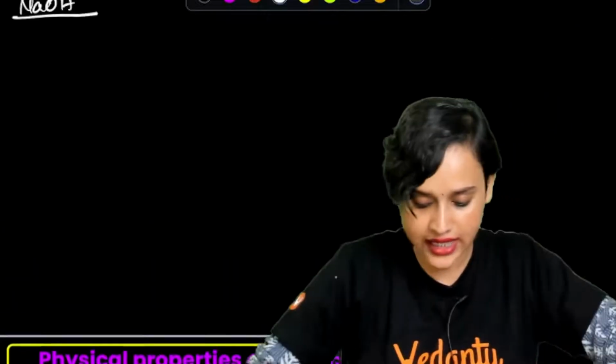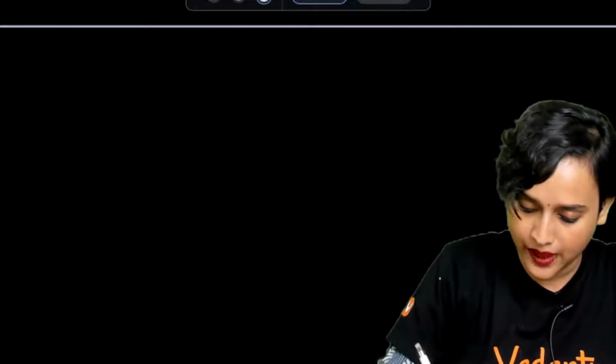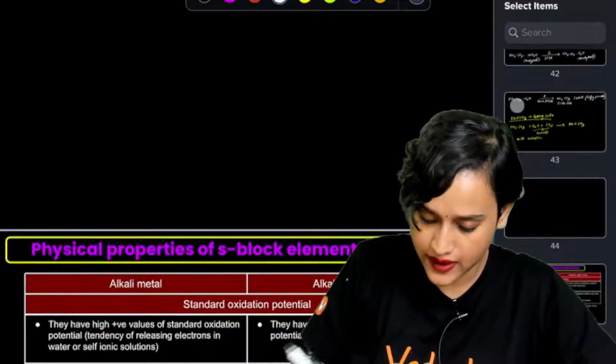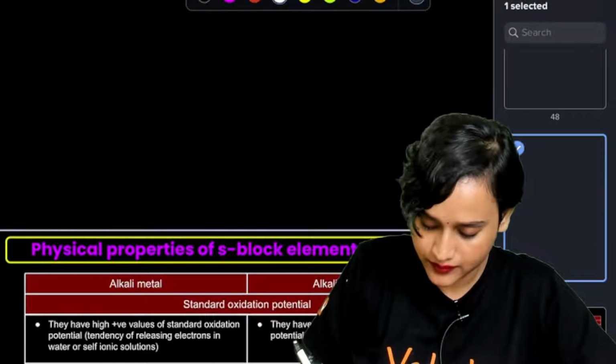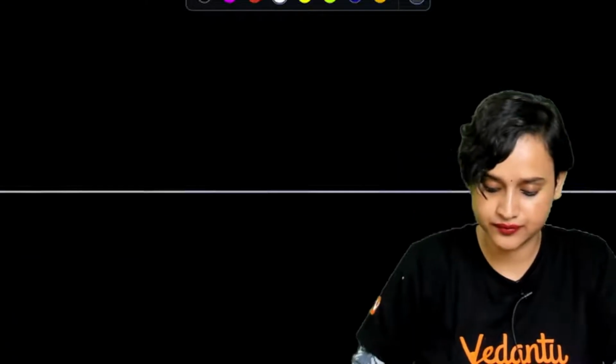S block is over. So here we have NaOH, sodium hydroxide. Yes, 1 second, everybody. First, let me get some more empty pages. I need more empty pages. That's it, done. Chalo.